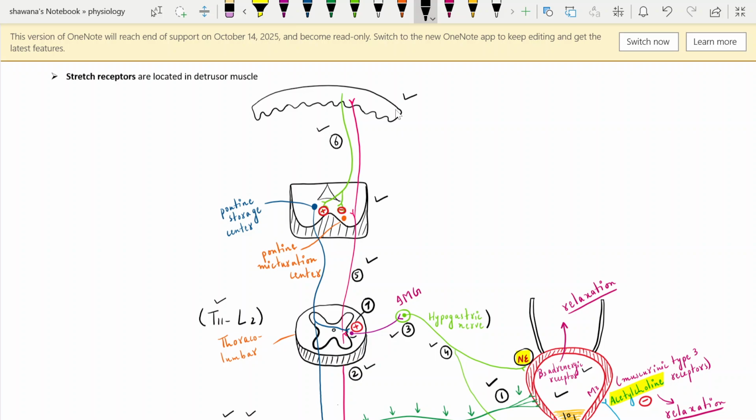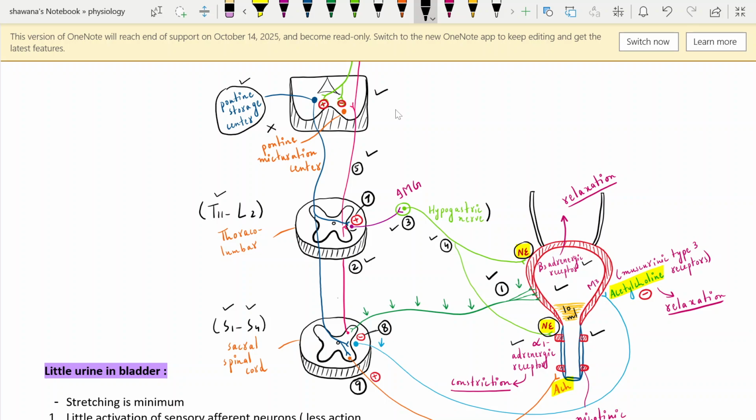The fibers from the pontine storage center will descend. They will descend towards the thoraco-lumbar region, and there they will stimulate the inferior mesenteric ganglion. What does it mean? It means that fibers from the pontine storage center descend, and they will synapse with the preganglionic motor neurons, then the ganglion, and they will stimulate the action of the postganglionic motor neurons.